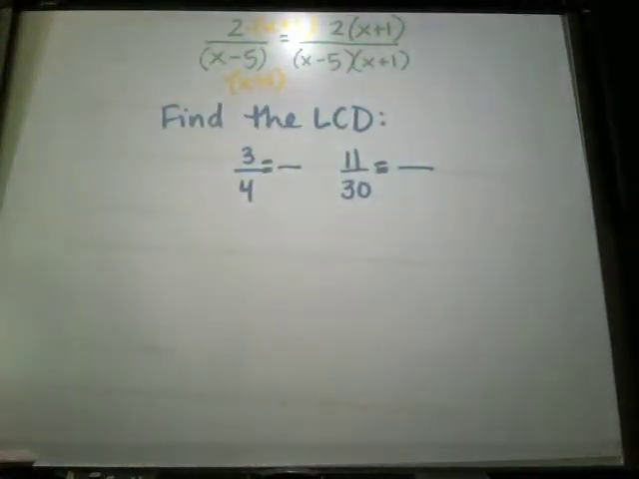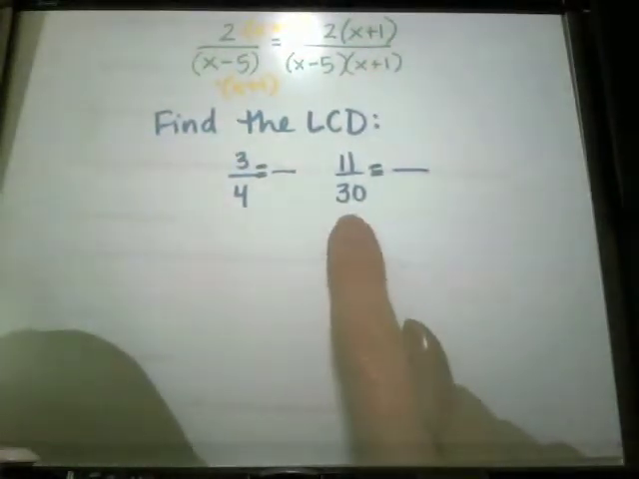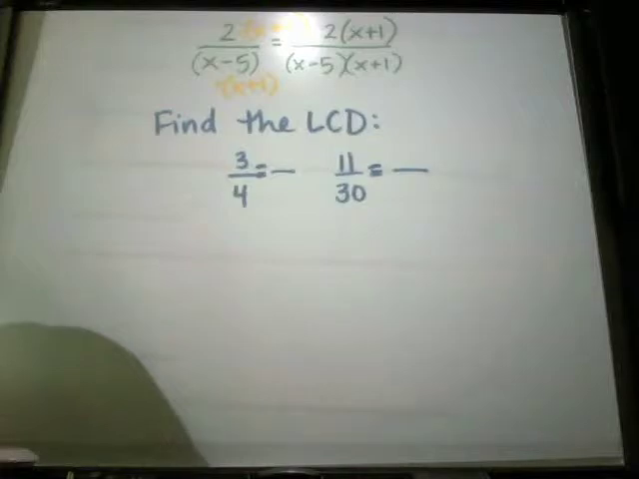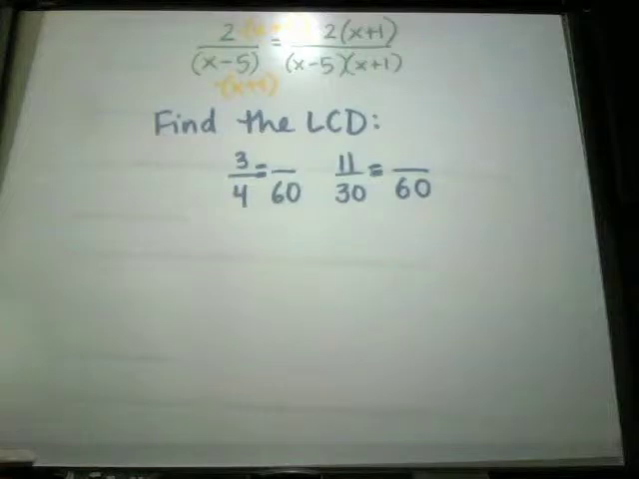Here's my suggestion, first of all, for plain numbers: take the bigger one and start listing multiples. 30. Okay, 4 doesn't go into 30. 60. I know 30 goes into 60. Does 4 go into 60? Yes. So if we're just finding the LCD, then we go, oh, 60.